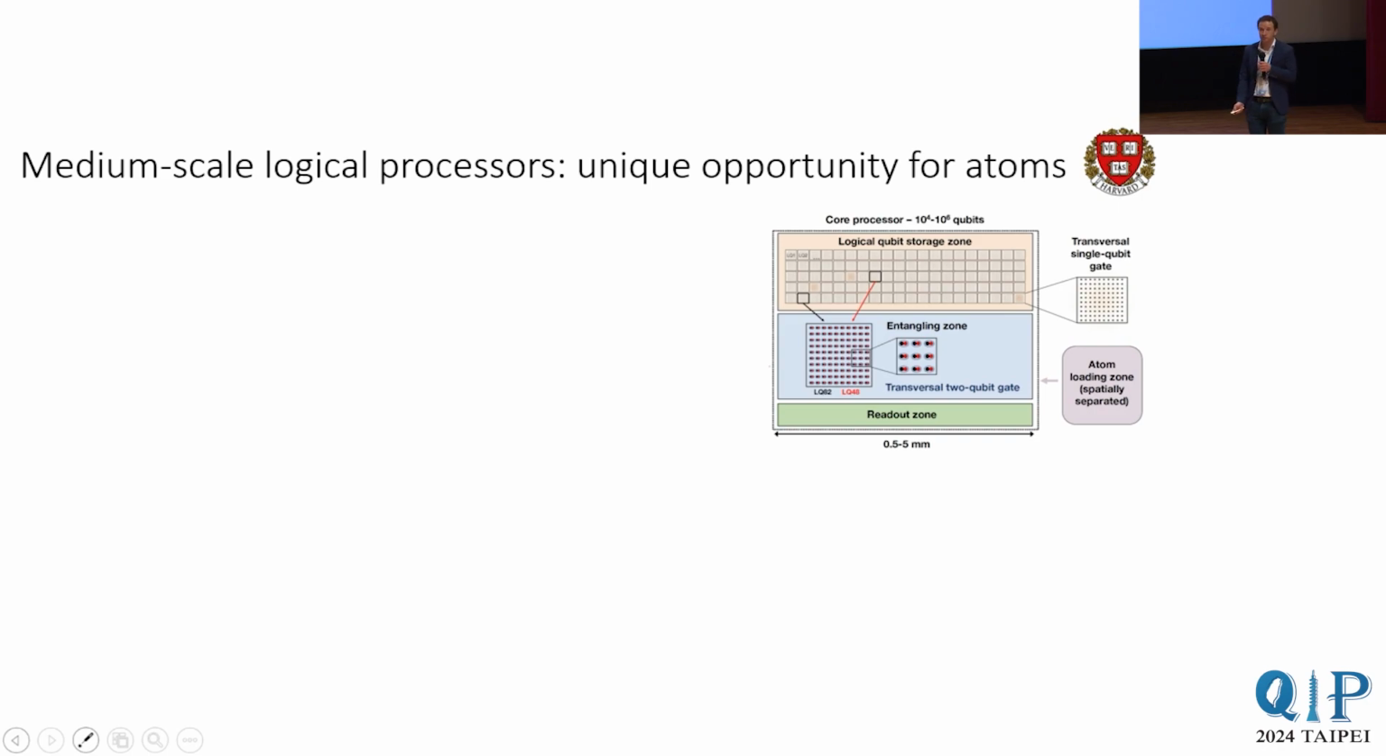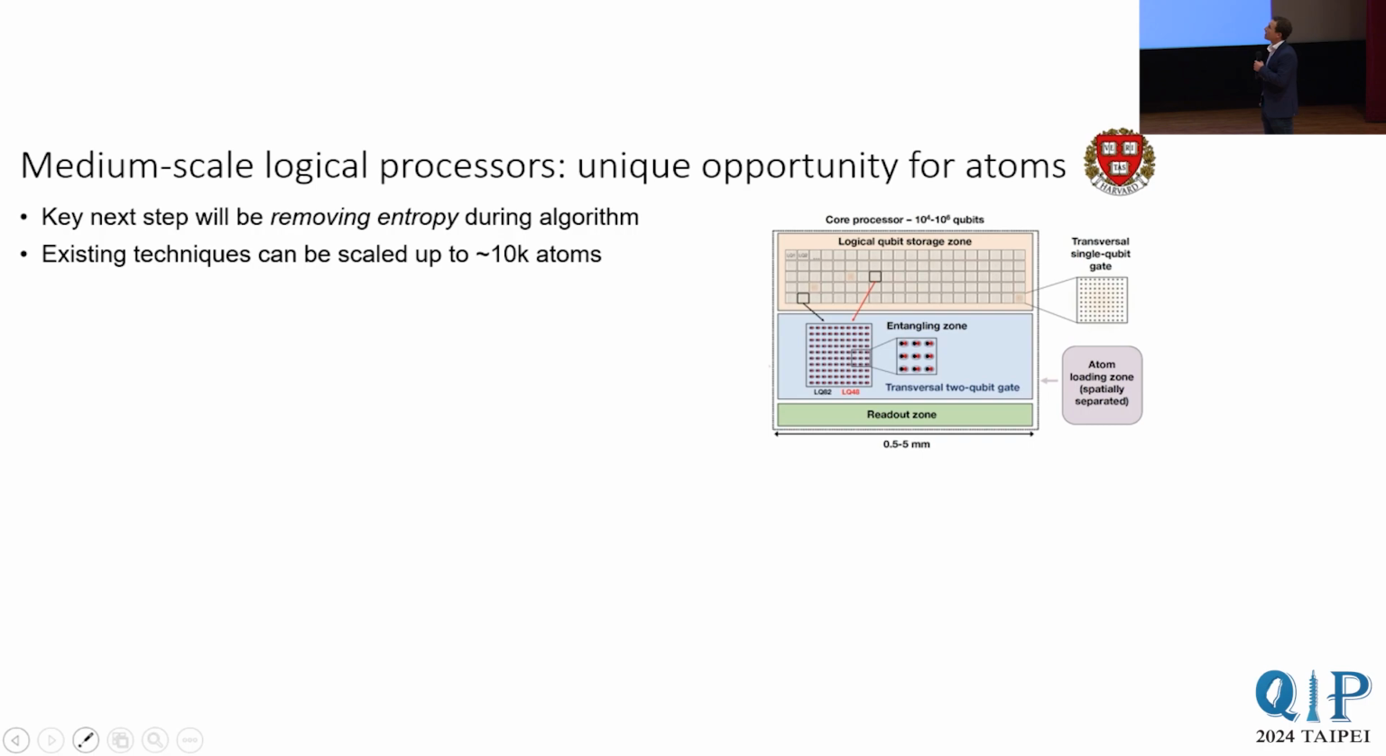I think something that's a quite unique opportunity for neutral atoms is going toward these medium scale error-corrected devices, as we would call them. And one really important next step here is that we're doing algorithms with logical qubits. Now what we really need to do is algorithms where we also pump out entropy in one way or another in the middle of the circuit and actually extend the depth of the algorithm that we can do. So that's an important next step we're working toward.